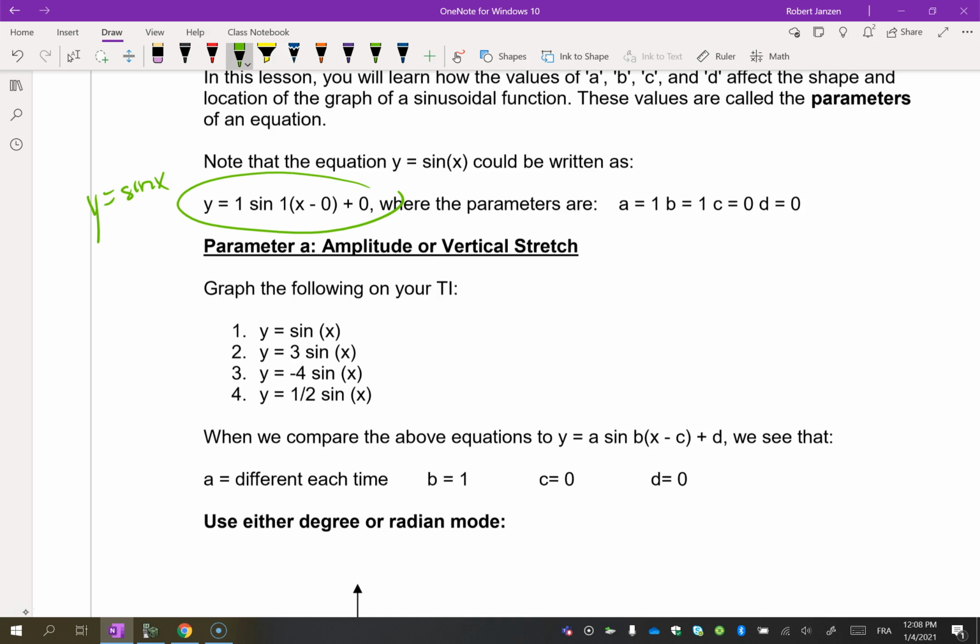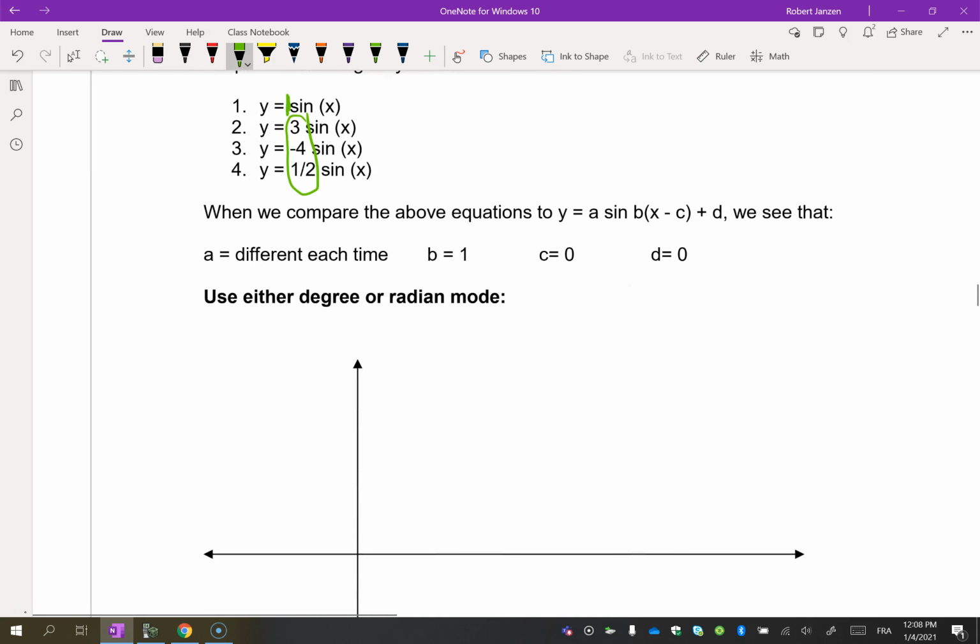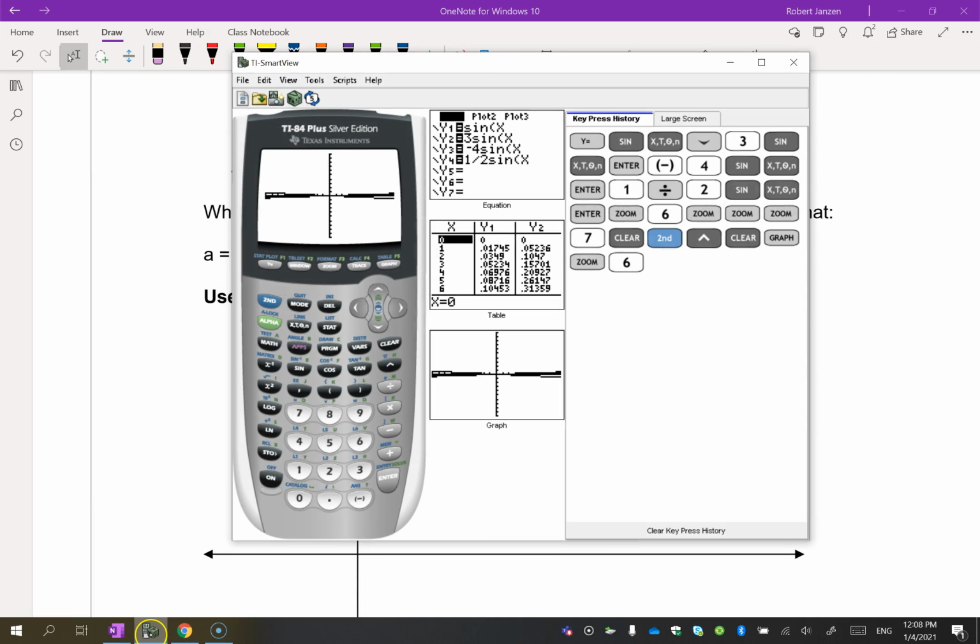What we're going to do first is see what happens when we change the a value. As I said, in this first one a is 1, but then we're going to put a different value in for a. The rest of the graph is the same. What we want to do is see how a changes the graph. I'm going to go to y equals here, and I've entered those values in: sine x, 3 sine x, negative 4 sine x, and then a half sine x. And I'm going to go zoom trig. This is the first graph.